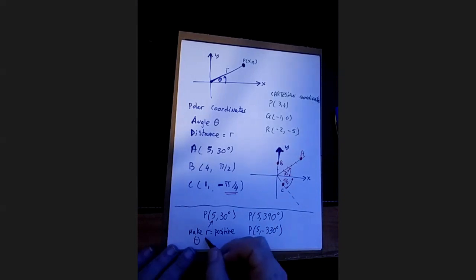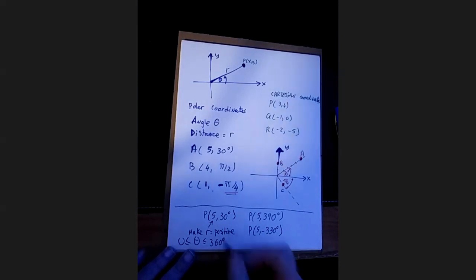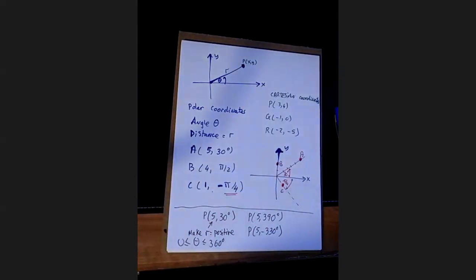And make theta between 0 and 360, or 0 and 2 pi. Now, does that seem like a reasonable rule so that we all end up getting the same answer? Right. And so we would talk about the standard polar coordinate. The standard polar coordinate is the polar coordinates at that particular point using this restriction.